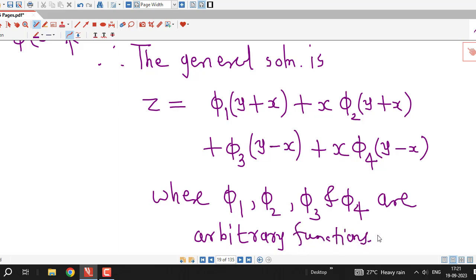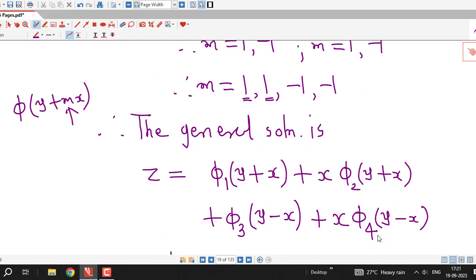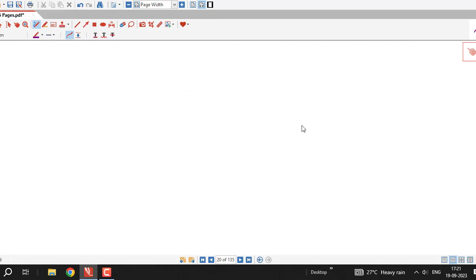So here this is the case of repeated roots. If roots are repeated, then we will multiply by power of x, so that we have independent functions in each term of the general solution.